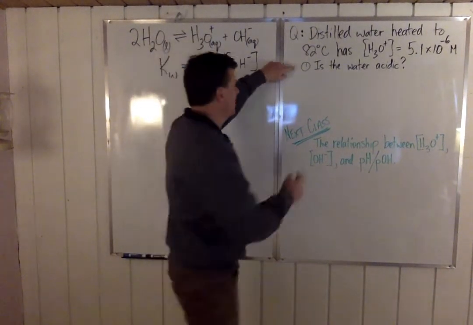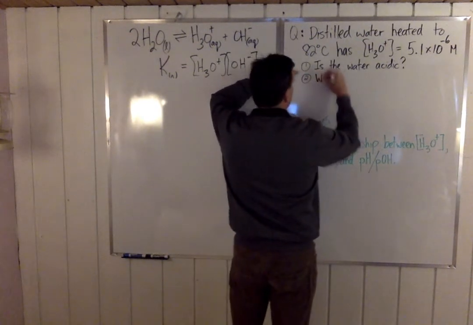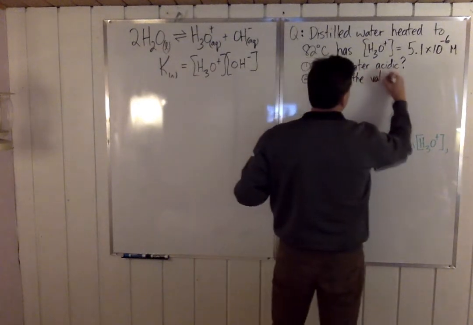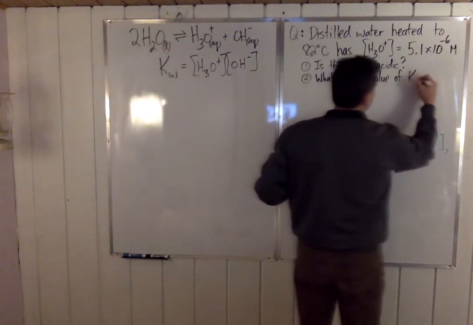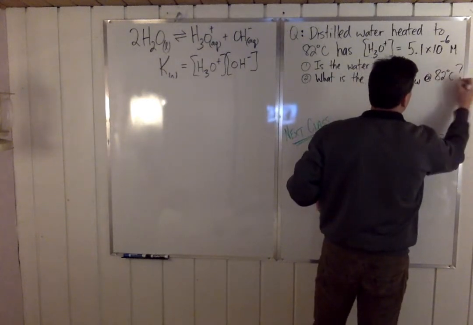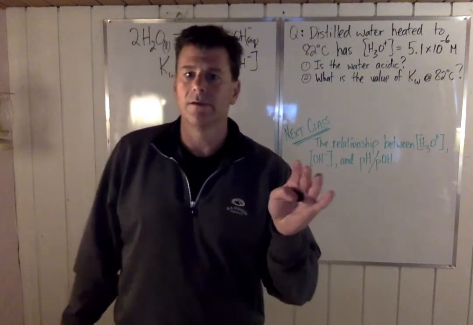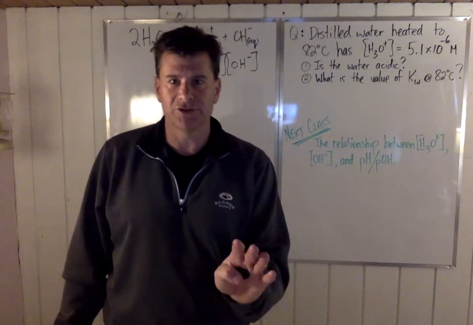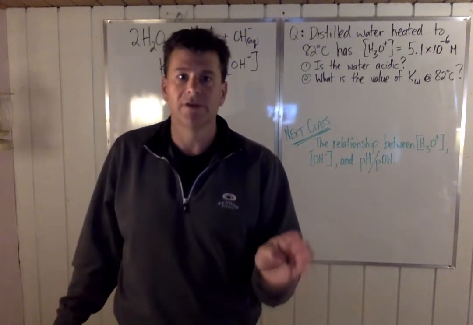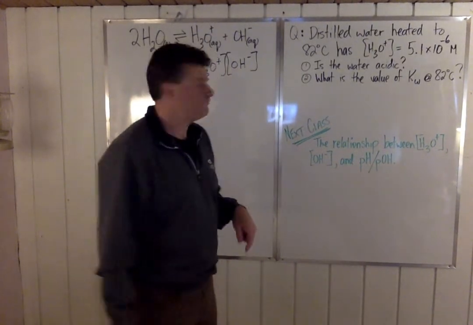So, is the water acidic? 2. What is the value of Kw at 82 degrees Celsius? Equilibrium constants are always temperature dependent. So at 25 degrees, we know what it is. At 82 degrees, we don't know what it is. So can we calculate it given the information that I gave you up above?